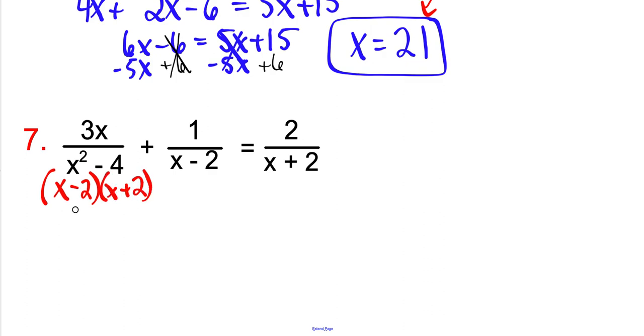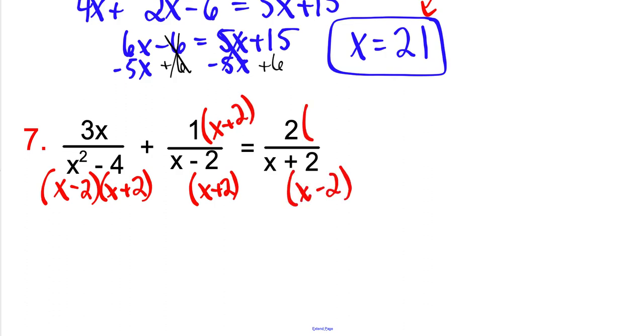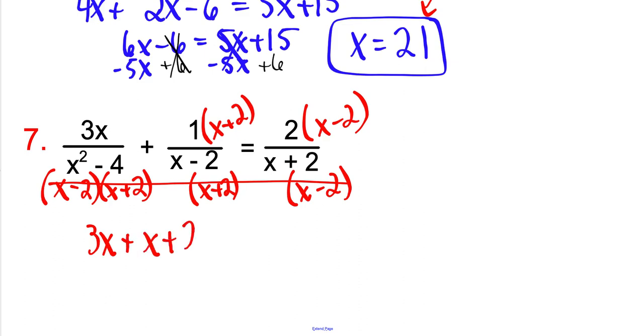And so that looks like that's our denominator. So we need an x plus 2 here, x minus 2 here. And then the bottom is going to cancel out, and we can just solve. So we'll have a 3x plus, so that 1 will distribute, just making that an x plus 2 again. And then the 2 will distribute here, so it'll be 2x minus 4.